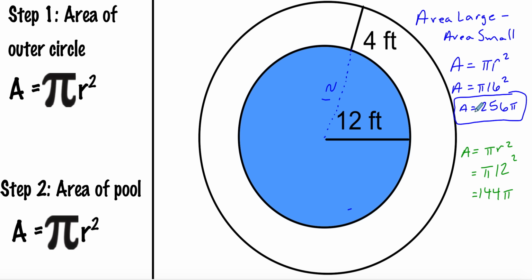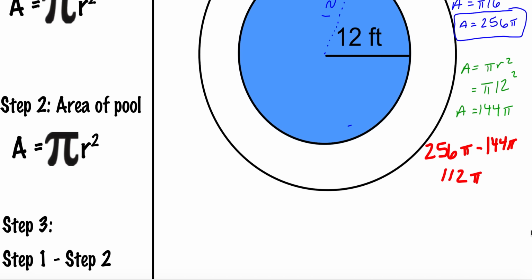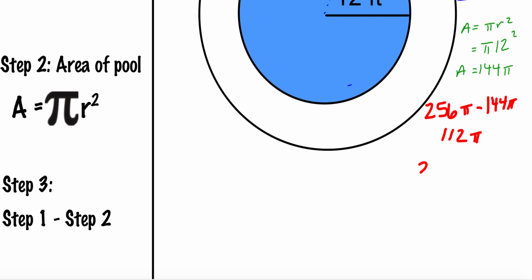So now I need to take the area of the large one and subtract the area of the small one. If I had 256 pi's and I subtracted 144 pi's, I would be left with 112 pi's. Now I need to know what this answer is in actual feet. So I multiply through by pi, and I have 351.68 feet squared. That is the remaining part of that pool.